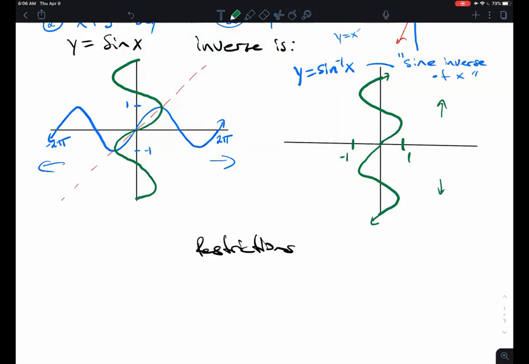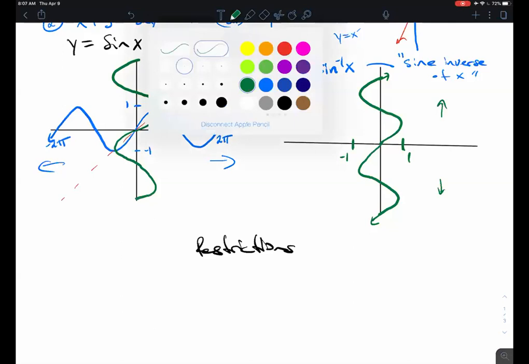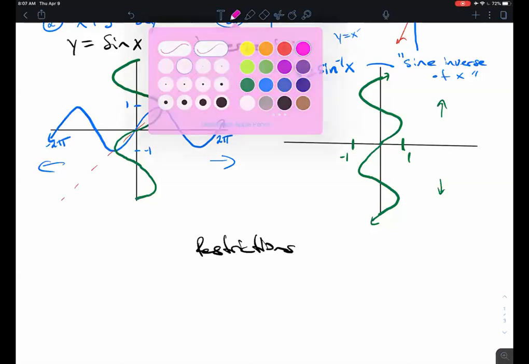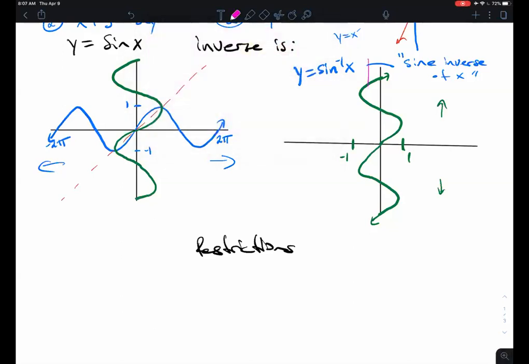And let's see, if I'm looking at my list over here, Oliver, you happen to be on my screen right now. Why is that green one not a function? There's more than one output for one input. Perfect. Some of you are thinking to yourself, if I draw a straight line, it does not pass the vertical line test, right? So this green graph, as it's written, is not a function.